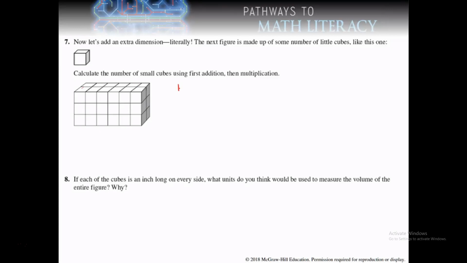Then for multiplication, I could say, well, there are 12 in a layer times 3 layers, and that also comes out to 36. In 8, if each of the cubes is an inch long on every side, what units do you think you would use to measure the volume? Well, we're counting how many little cubes fit in it, so we would probably use a unit related to that. In this case, if they're all an inch long on every side, we would probably call it a cubic inch.